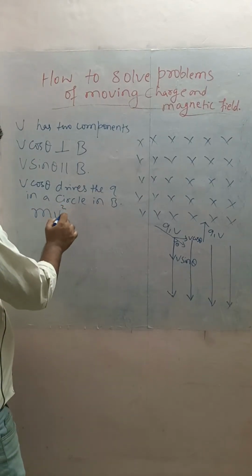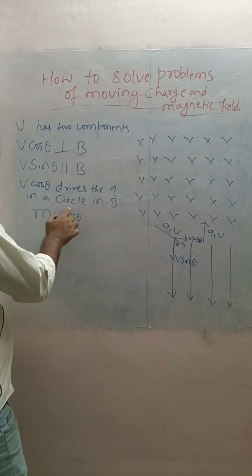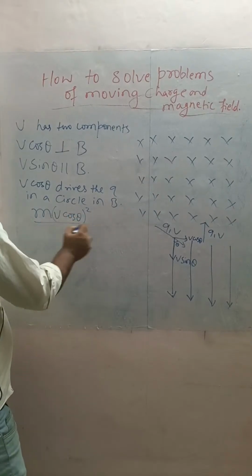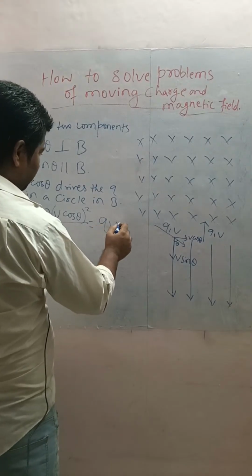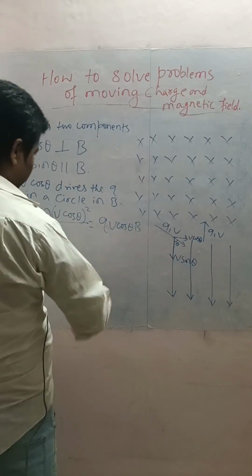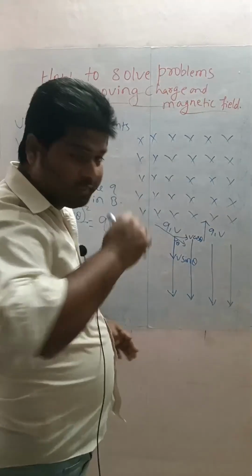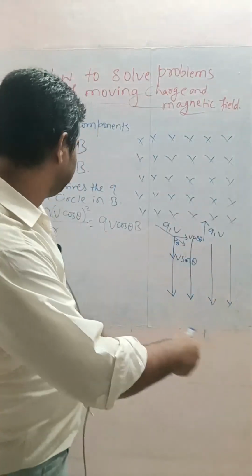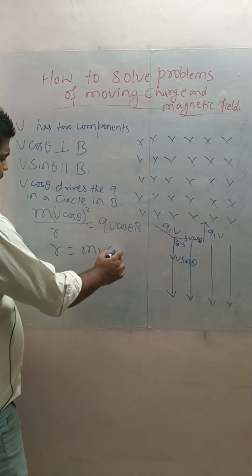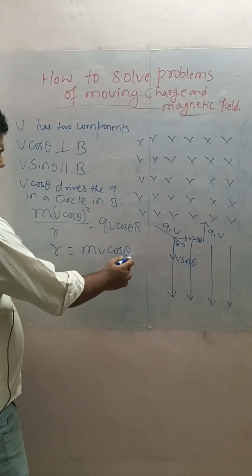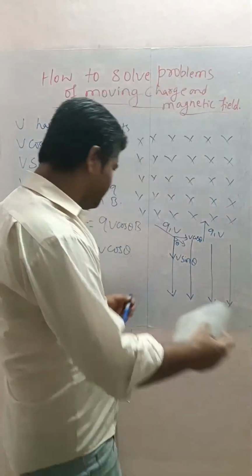m v squared by r. This time your v is v cos theta, not the whole v, only the component. m (v cos theta) squared by r is equal to q v cos theta B. Clear? And what will be the r? m v cos theta by, oh sorry, I have made some mistake. See, what a silly mistake it is.